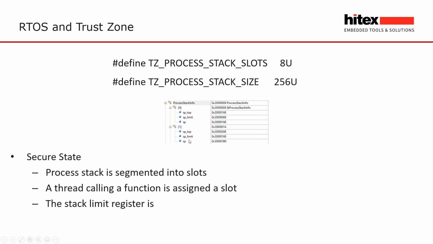So for example, if we start off with thread 0, we'll set the current value of the stack. We'll set the size of the stack, and we can also then program the stack limit register so that if we overflow the stack, we'll spot that immediately. If we do a context switch to the next thread, then we swap to the next slot within the process stack. So this gives us a simple method of doing multi-threaded access to secure functions.